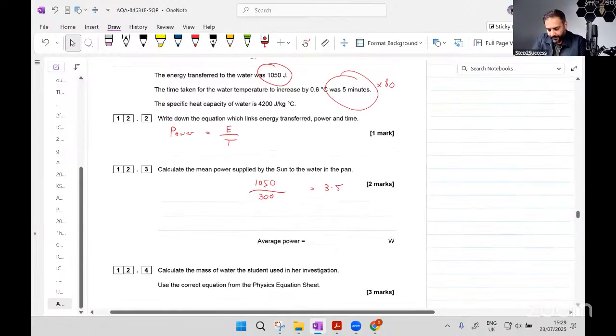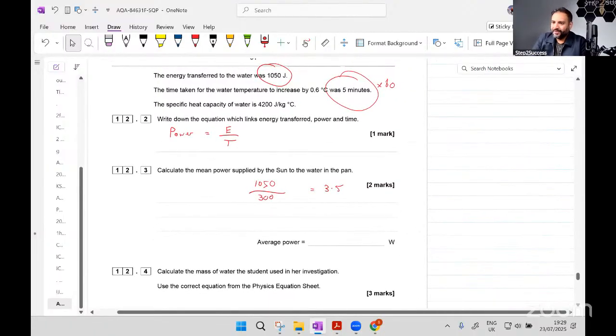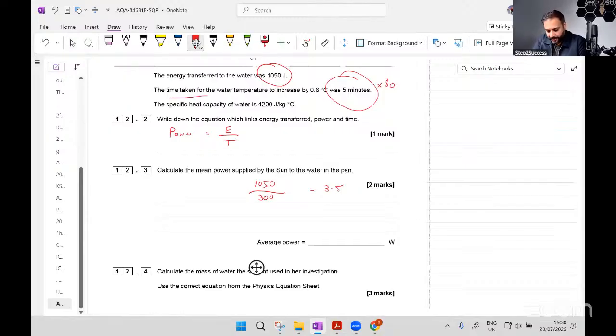Calculate the mass of water the student used. Right, one little hint for you guys for when you come to do your exams next year. When you see the words specific heat capacity in the question, there is only one equation that refers to specific heat capacity on your equation sheet. So obviously that's the one you're going to use.